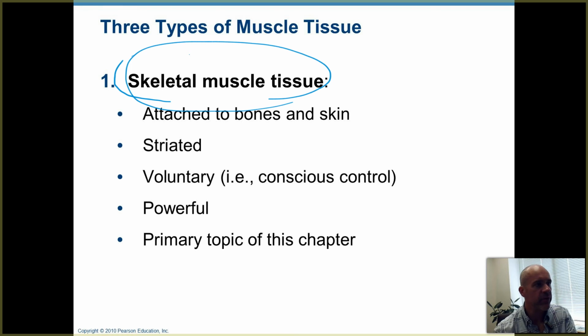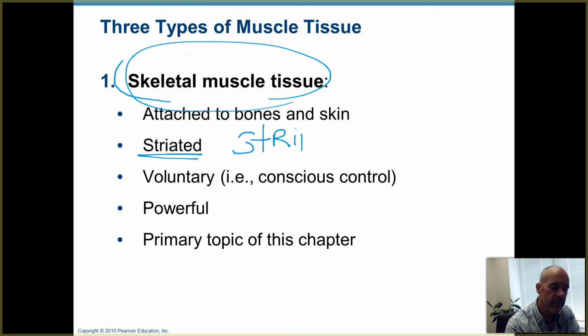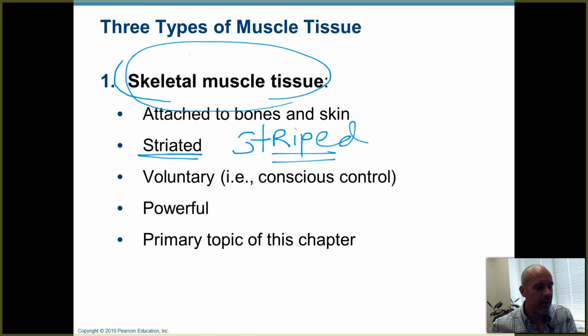All right, so skeletal muscle tissue is attached to your bones and also to your skin and some of the softer tissues in some cases. It's striated, which means if you look at it under a microscope, it looks striped. That's what striated means. Skeletal muscle tissue falls into the voluntary category. So your other two types, cardiac and smooth muscle, are not under voluntary control. You cannot will them to move. Your skeletal muscles you can.